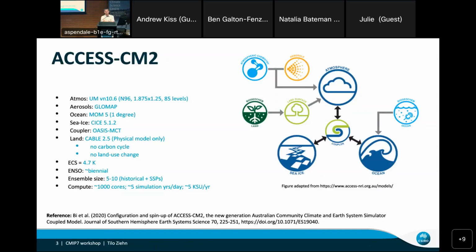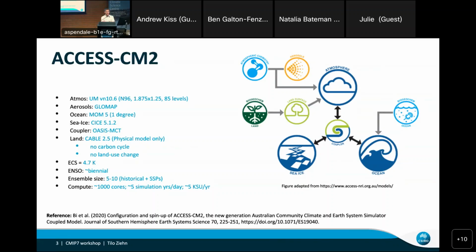ACCESS CM2 is our climate model configuration. It uses the UM at version 10.6. It runs at the same horizontal resolution, but has a higher vertical resolution, 85 levels instead of the 38 that we use in the ESM. It also uses a newer aerosol scheme, GLOMAP. MOM5, it's the same version as in the ESM. Sea ice, SIS 5.12, and the OASIS MCT coupler.